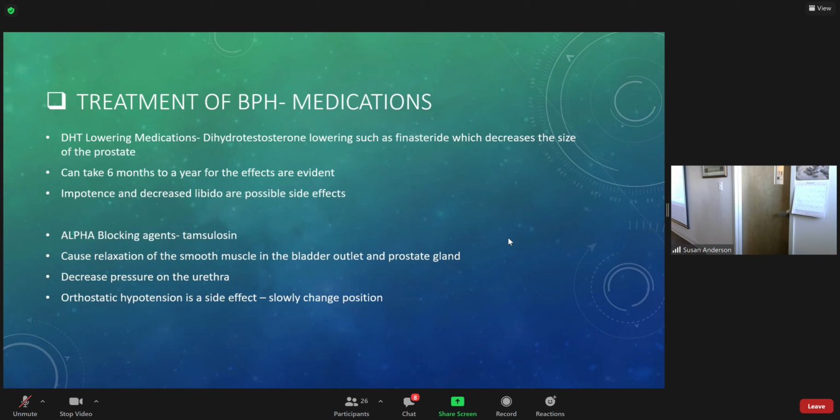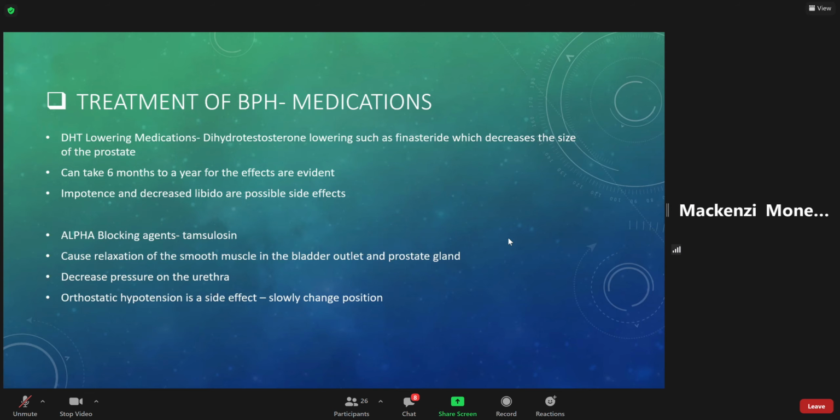Tamsulosin, the other name is Flomax. It relaxes smooth muscle. It's used for the people that have BPH, and we tell patients to get up slowly when they're on this med because the patient doesn't realize this is what's happening to them. When they go to get up, they feel dizzy, they feel weak, they feel like they might pass out. Because they started on this med a month ago, it's starting to kick in now, and now my blood pressure is orthostatic, meaning that I'm going to tell them get up slowly.